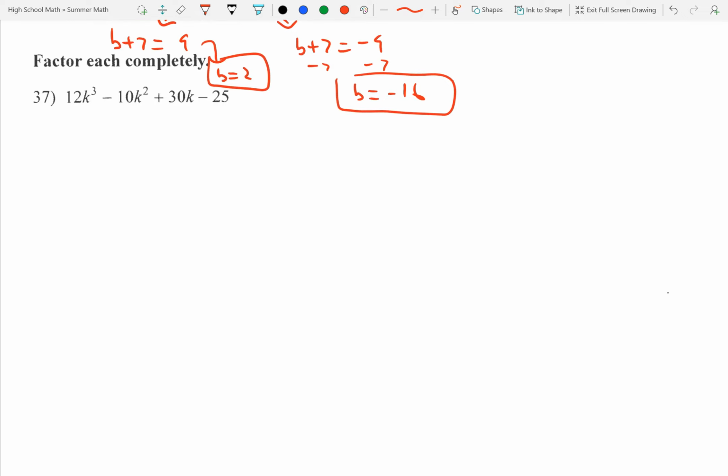Factor each completely. When we have 4 terms, we attempt to factor by grouping the first 2 and the last 2. Here, hopefully you see that between 12 and 10, 2 is the GCF.